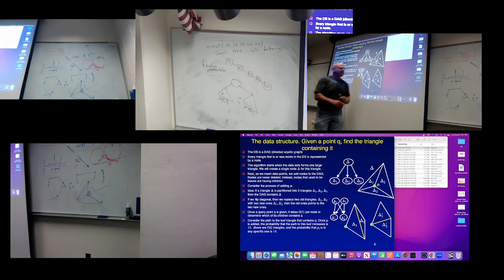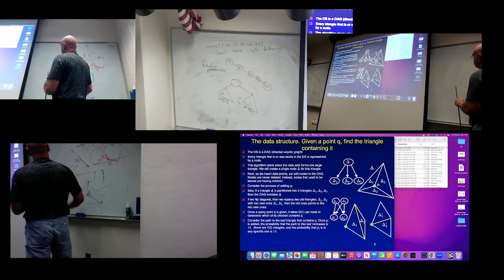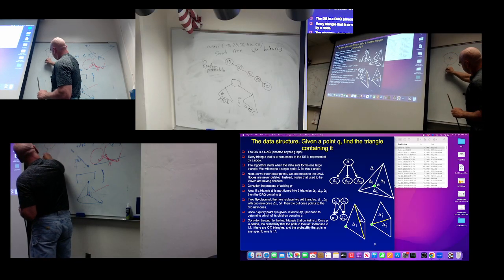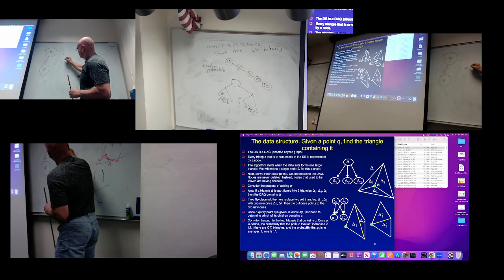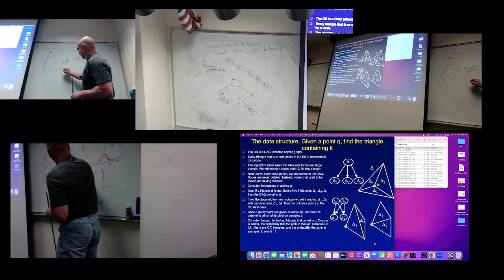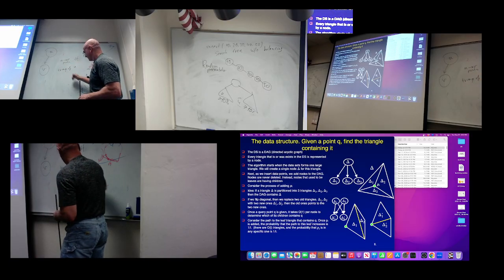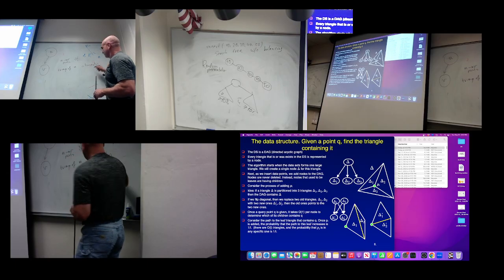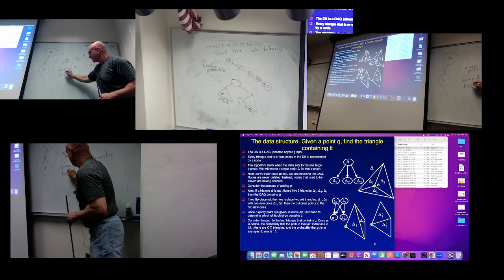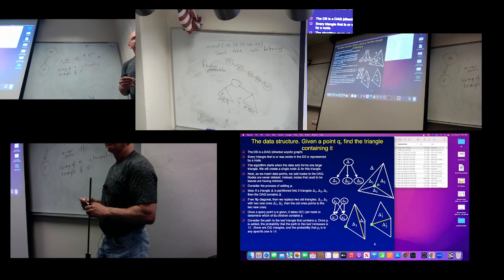So what is the rule? Well, the rule says that U points to V if and only if the triangle of U has a non-empty intersection with the triangle of V. Okay?